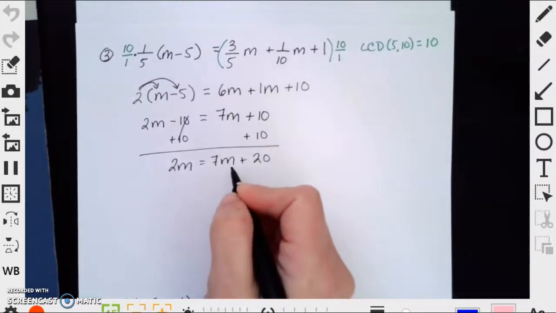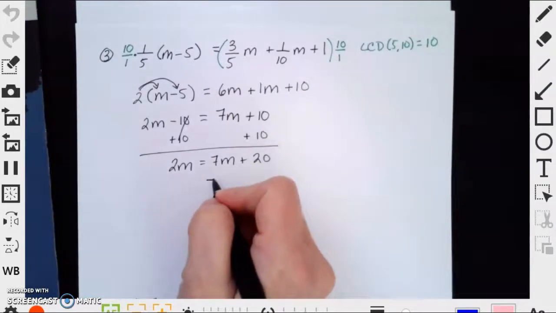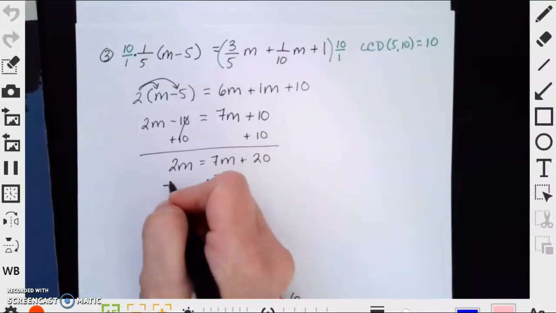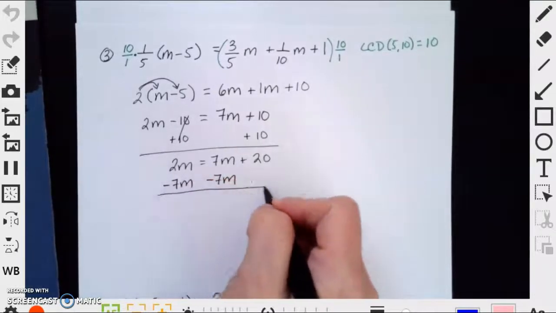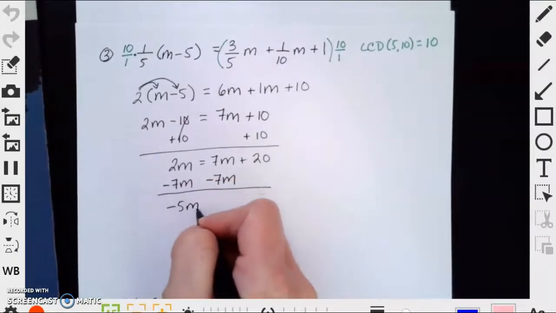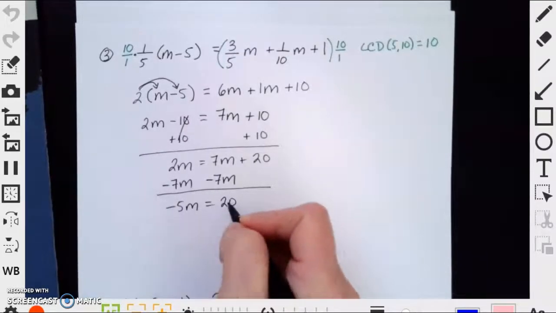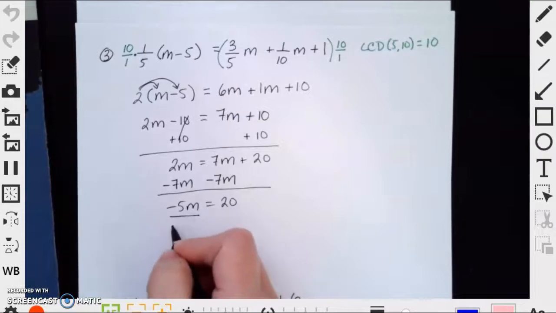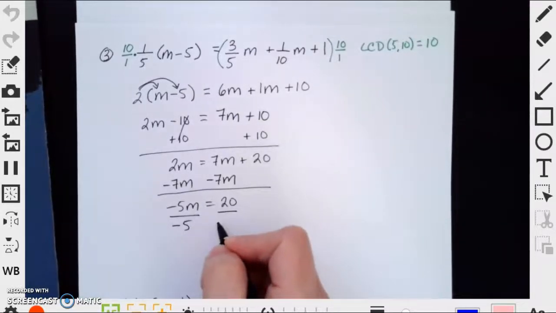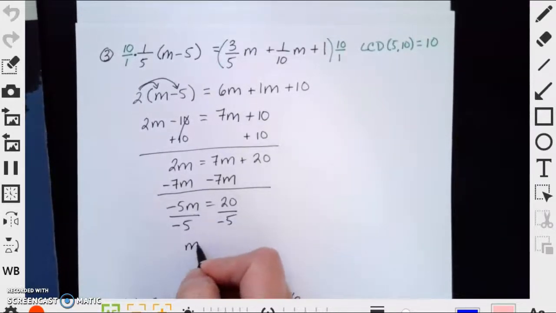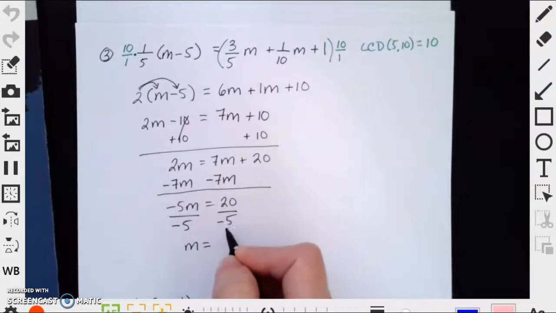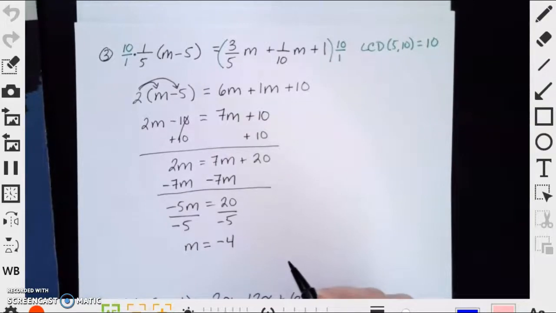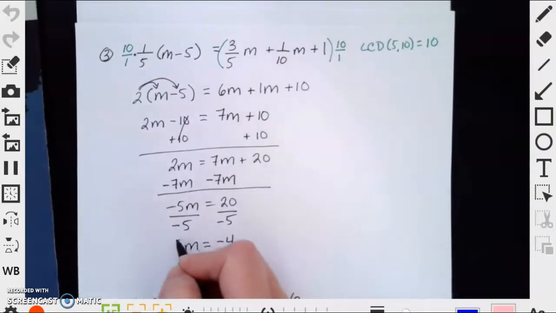And then that means I have to get the variable on the left-hand side. So minus 7m, minus 7m, negative 5m equals 20. And then divide by the coefficient to get a 1m, so divide by negative 5, divide by negative 5. M is equal to 20 divided by negative 5, which is negative 4. So my solution here would be negative 4.